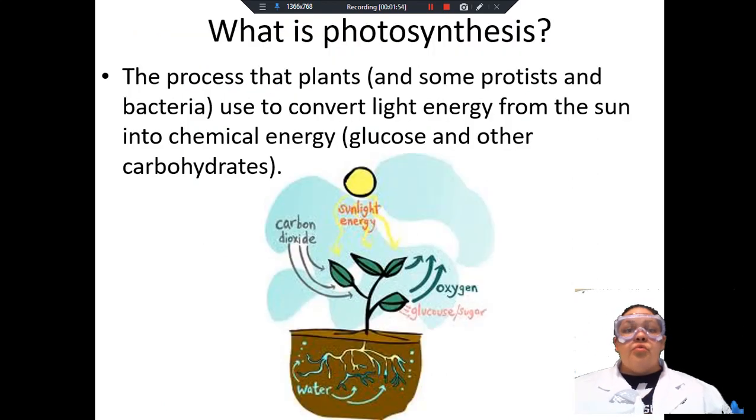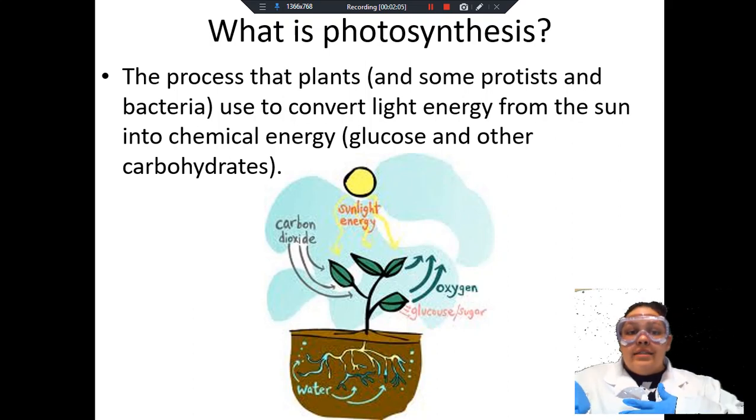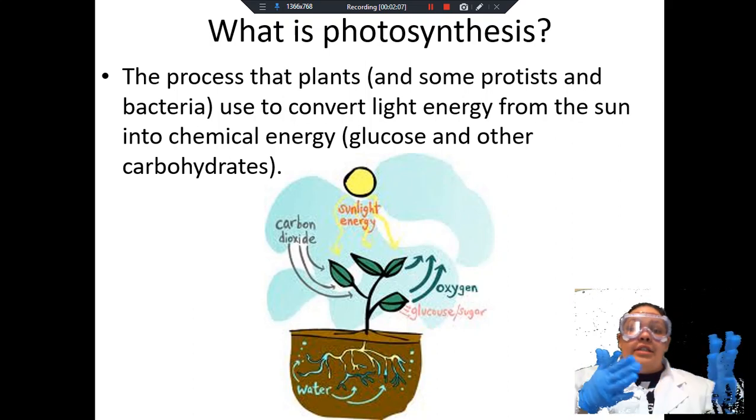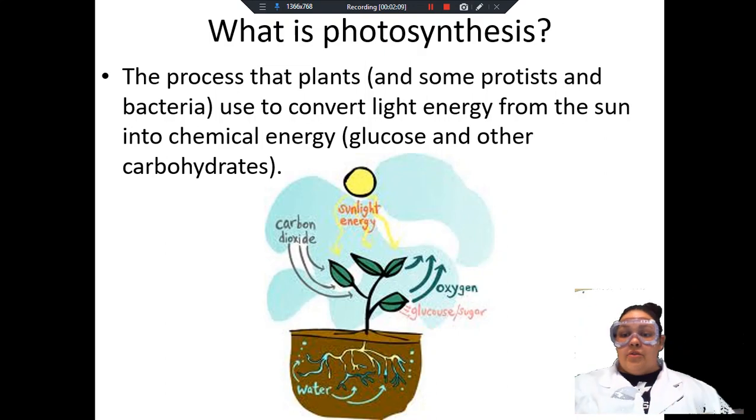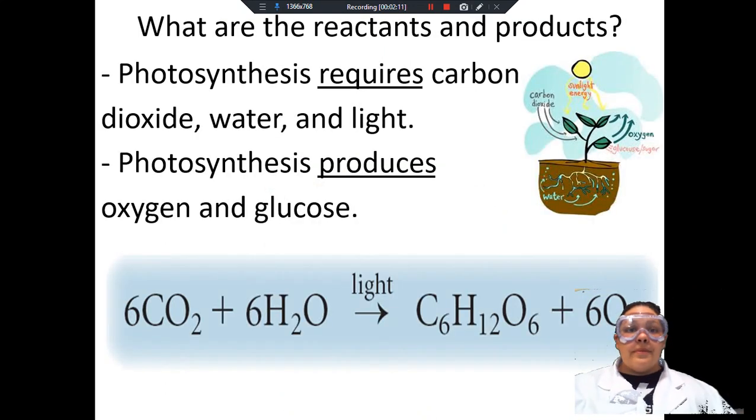Let's review what photosynthesis is. Photosynthesis is the process where plants, some protists, and bacteria are going to use light, convert that energy, and turn it into chemical energy, which ends up being food. So the big thing that we should focus on today are the reactants and products. I'm going to do a quick overview, and then I need to go over a way that you can remember what the reactants and the products are.